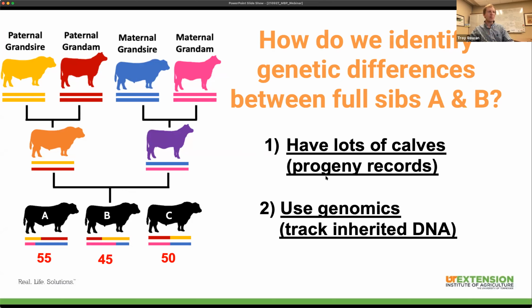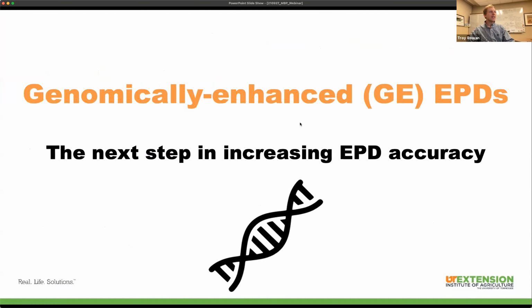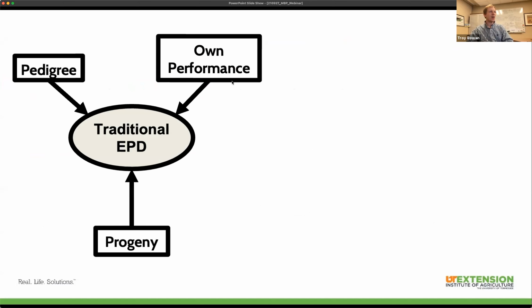But more recently, we've been able to utilize genomics and start actually tracking the chunks of DNA that individuals inherit. We can assign values to those chunks of DNA and predict, based just off of an individual's DNA that we get through a genomic test, what that animal's genetic merit is. And so genomically enhanced EPDs are just the next step to increasing EPD accuracy, and they allow us to do that earlier on in an animal's life, before they've had any calves. And I hope I can illustrate this without taking up too much time.